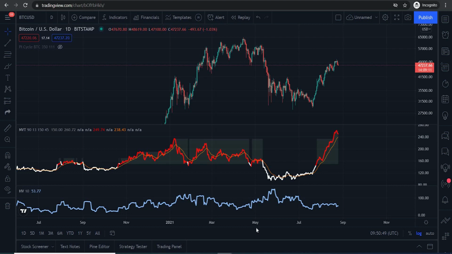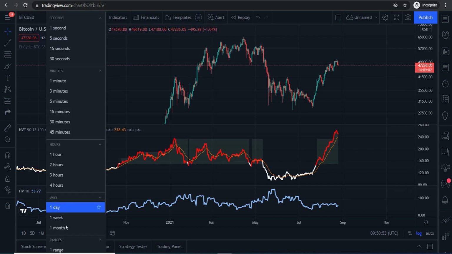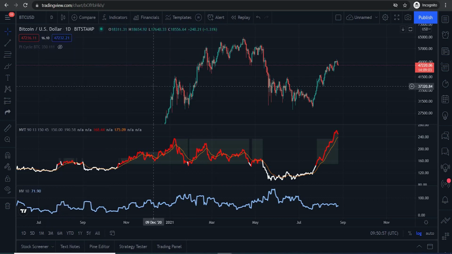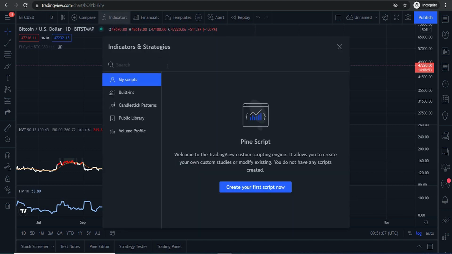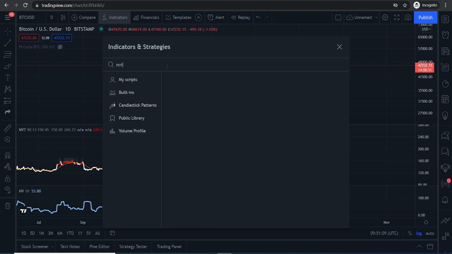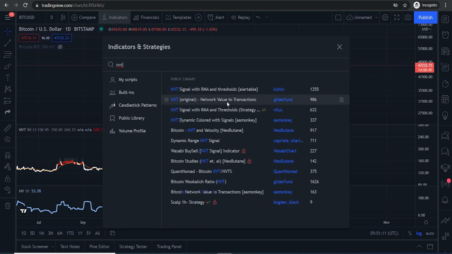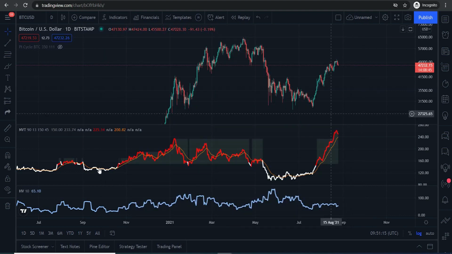That being said, we are looking at the Bitcoin chart on the daily time frame. I'm going to switch it between the weekly and the daily just to show you what I see. Right now we're looking at the daily. We have the NVT, which stands for... let me just grab it. Network value to transactions. That's it. And then we have the HV, which is the historical volatility.